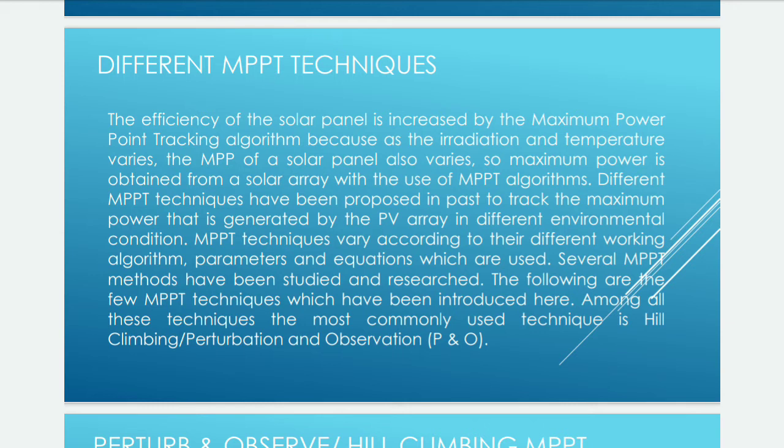Different MPPT techniques have been proposed in the past to track the maximum power generated by the PV array in different environmental conditions. MPPT techniques vary according to their working algorithm, parameters and equations used. Several MPPT methods have been studied and researched. The following are a few MPPT techniques introduced here. Among all these techniques, the most commonly used is hill climbing, perturbation and observation (P&O).